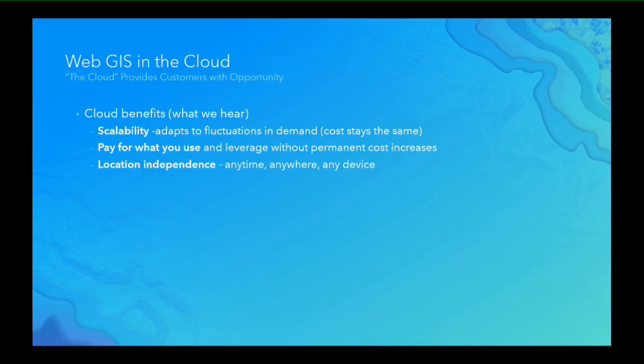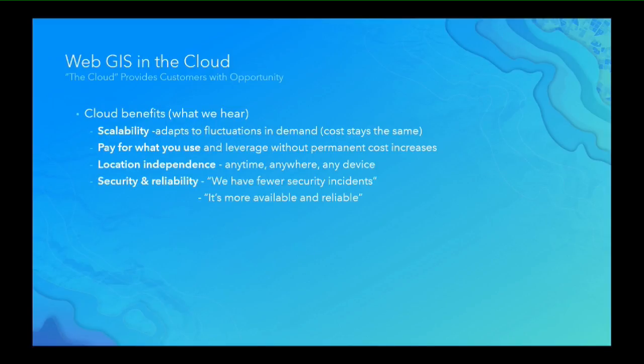Location independence. So with ArcGIS Online and other cloud infrastructures, it's available on the internet all the time. So you don't need to worry about whether it's in an internal network or you need a VPN. It's really just available, usually by a web browser, to access the software and the services. And then security and reliability.